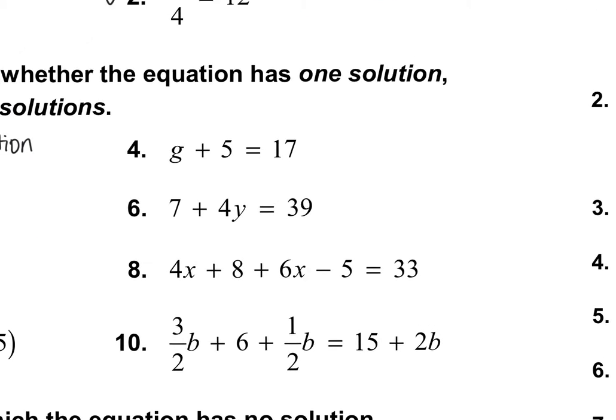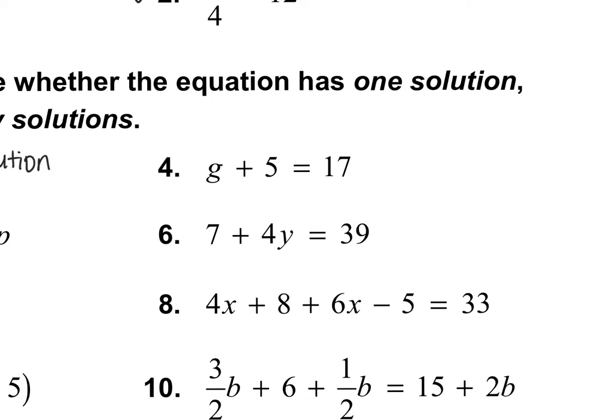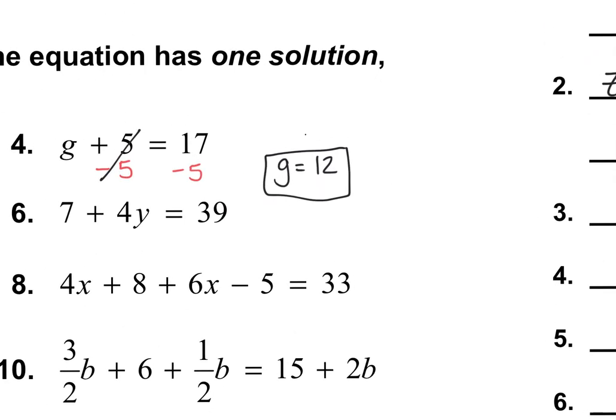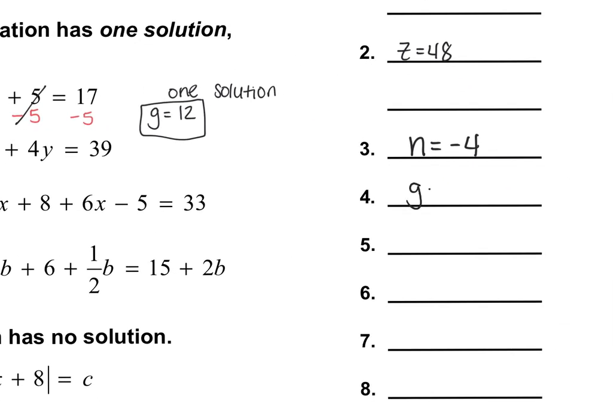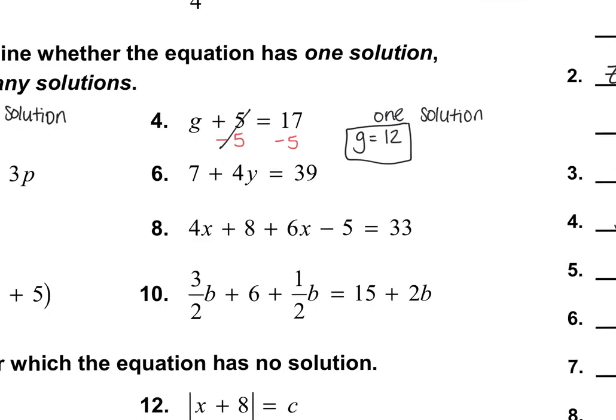Number 4, g plus 5 equals 17. Again, what is going on between the g and the 5? They are being added together. The inverse of addition is subtraction, so we're going to subtract 5 from both sides. And we're going to get g equals, these cancel, 17 minus 5 is 12. Once we get 12, that is one solution. And we're going to go ahead and write it as g equals 12 as our answer.